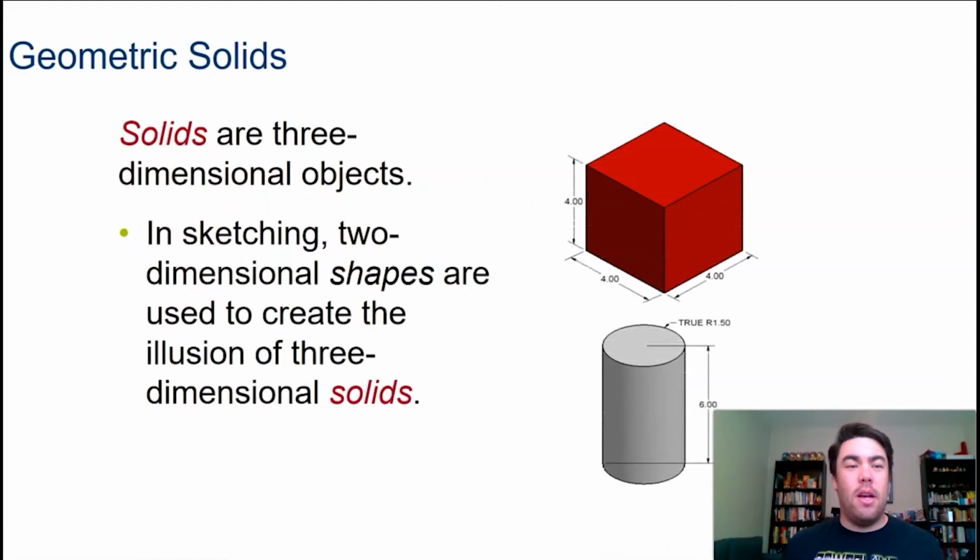So the first thing we're going to talk about is, what is a solid? Well, a solid is a three-dimensional object. In sketching, two-dimensional shapes are used to create the illusion of three-dimensional solids. So what you're seeing on the screen right now with the cube and the cylinder aren't actually 3D, but we can use an illusion of sketching to make it seem 3D.